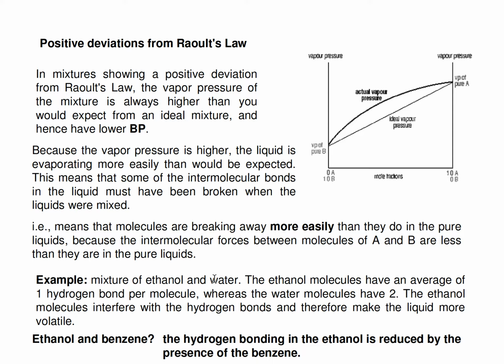And for example, the mixture of ethanol and water. The ethanol molecules have an average of one hydrogen bond per molecule, whereas the water molecules have two. The ethanol molecules interfere with the hydrogen bonds and therefore make the liquid more volatile. In the meantime, for ethanol and benzene, the hydrogen bonding in the ethanol is reduced by the presence of the benzene.